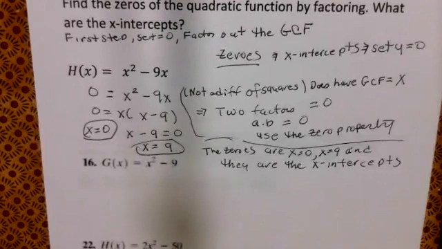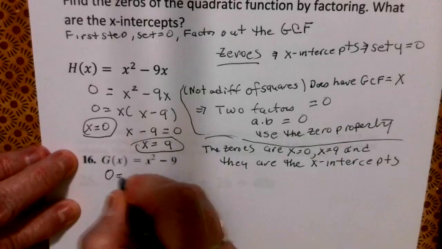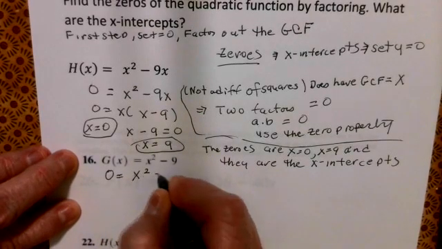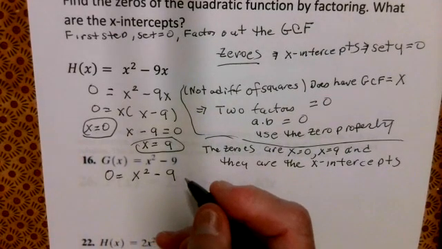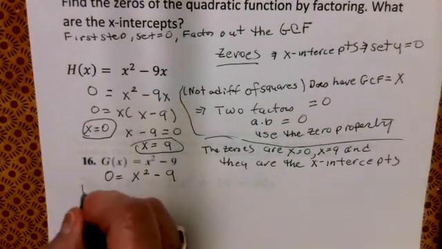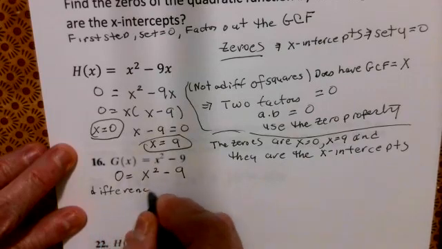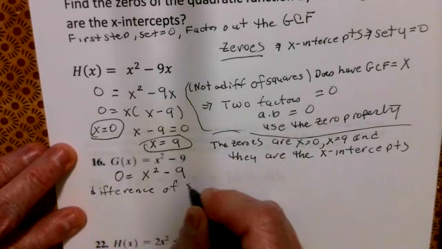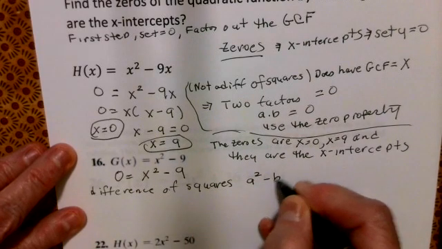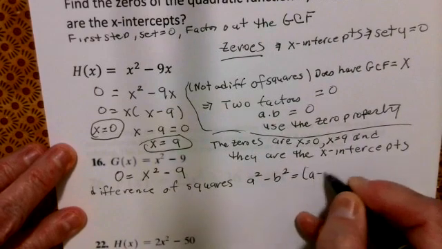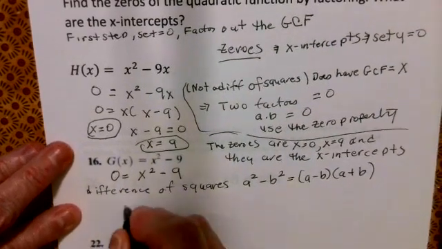Now look at this function versus this function. What is different? It says, and I'm going to set it equal to 0, x squared minus 9. This is a difference of squares. So you have to remember that if you've got a squared minus b squared, it factors into a minus b times a plus b. So we can factor it like that.